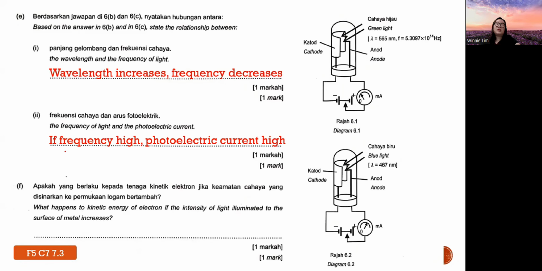And lastly, what happens to the kinetic energy if the intensity of light increases? Now, intensity means brighter. Generally, brightness will not affect kinetic energy. Kinetic energy is affected by the frequency only, okay? What I mean is, if you go through concept 7.3 on Einstein's theory, the photoelectric equation, right? Photon energy is equal to the work function plus K max.